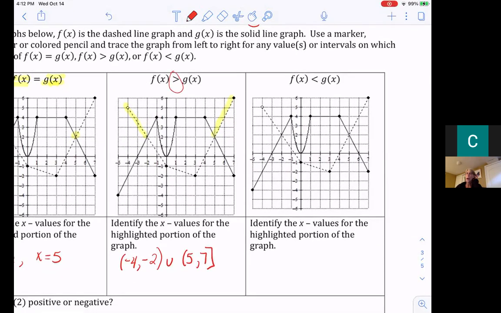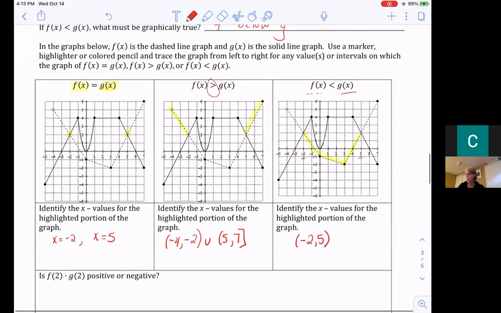Next, we want to talk about where f of x, or the dashed line, right? This is my dashed and solid. So where is the dashed line below the solid line? Dashed line below the solid line. And I can describe that as one large interval. It's going to start at -2 and end at 5. And that's going to be parentheses because of our inequality sign in the beginning. The endpoints are not included.